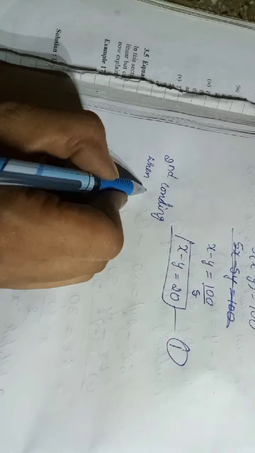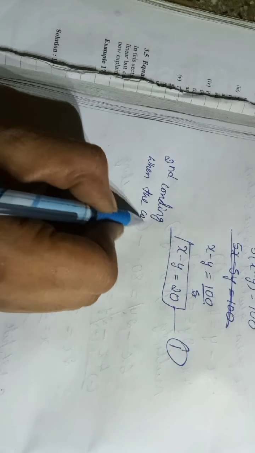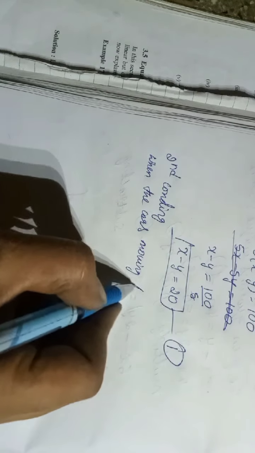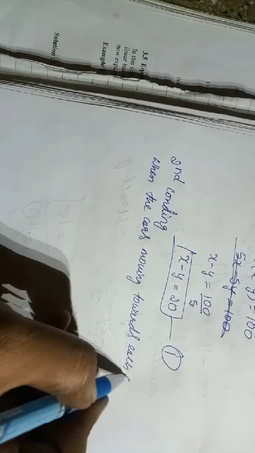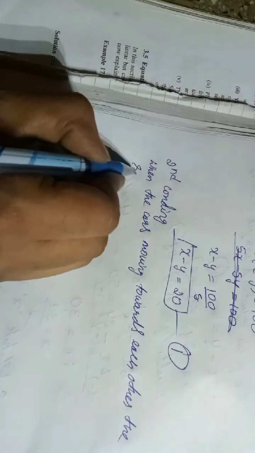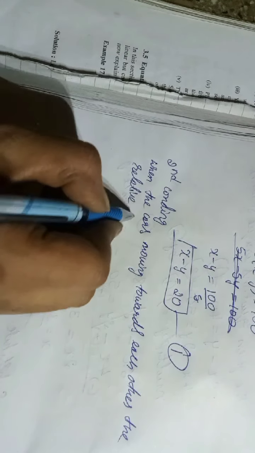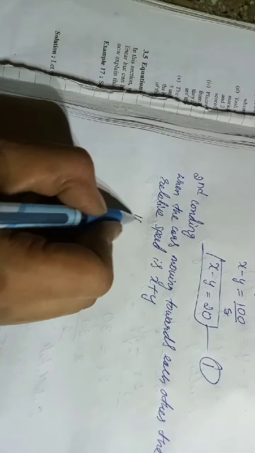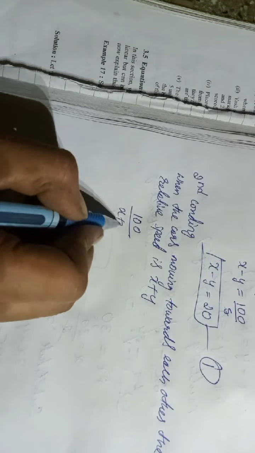That is when the cars are moving towards each other, the relative speed is x plus y, right? So what is given? One time is given, x plus y I am going to take, the time is given as 1.